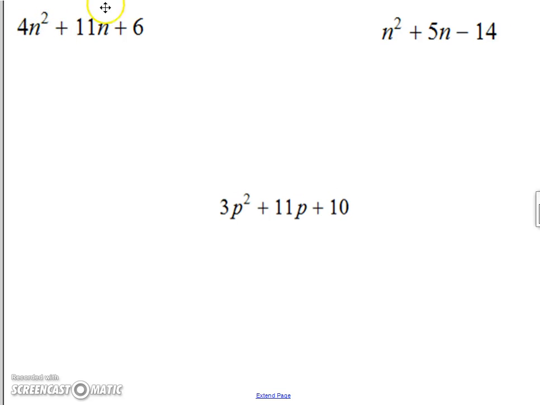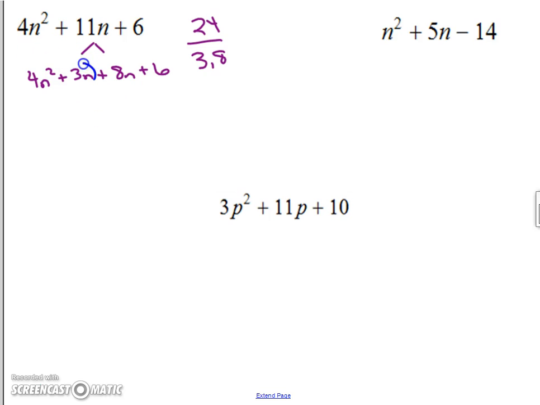So if you look, 4 times 6, 6 is not a perfect square, so we have to factor them. 4 times 6 is 24. They are both going to be positive since this is a positive here. I'm looking at what factors of 24 give me 11. That is a 3 and an 8. So I break down my b term: 4n squared plus 3n plus 8n plus 6.